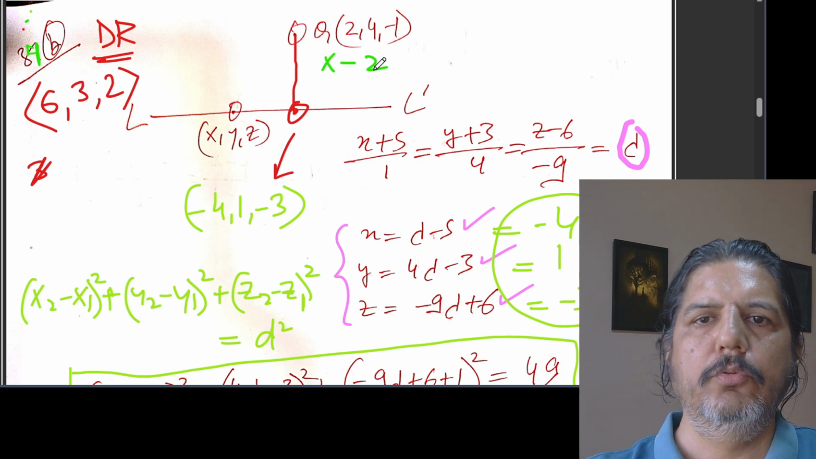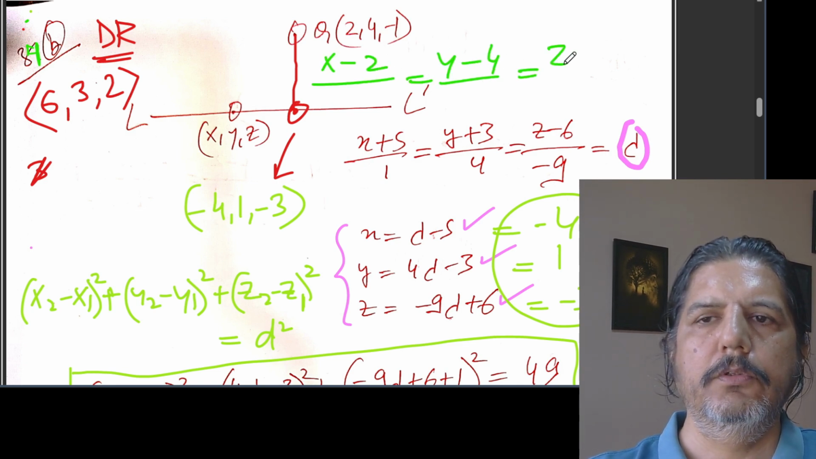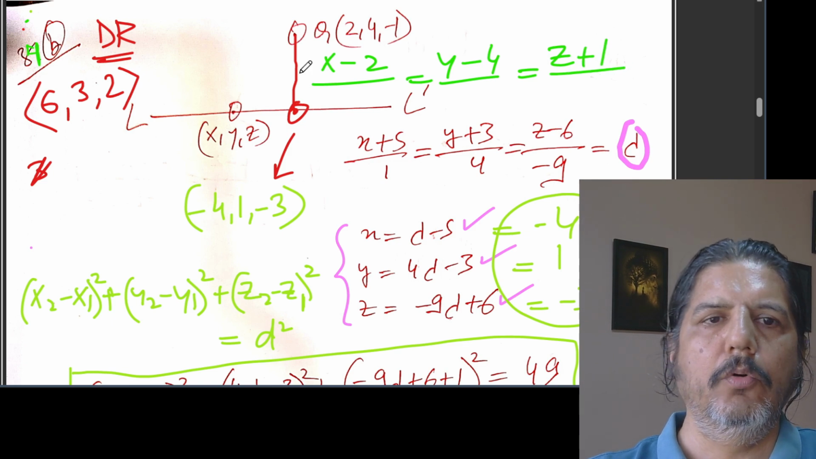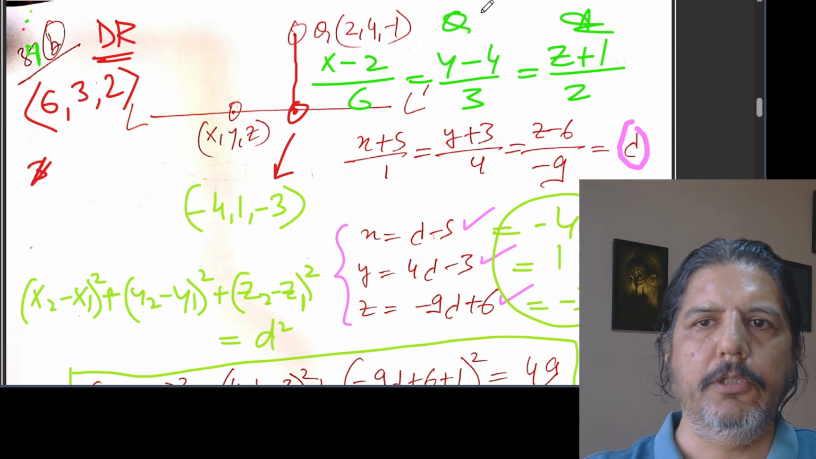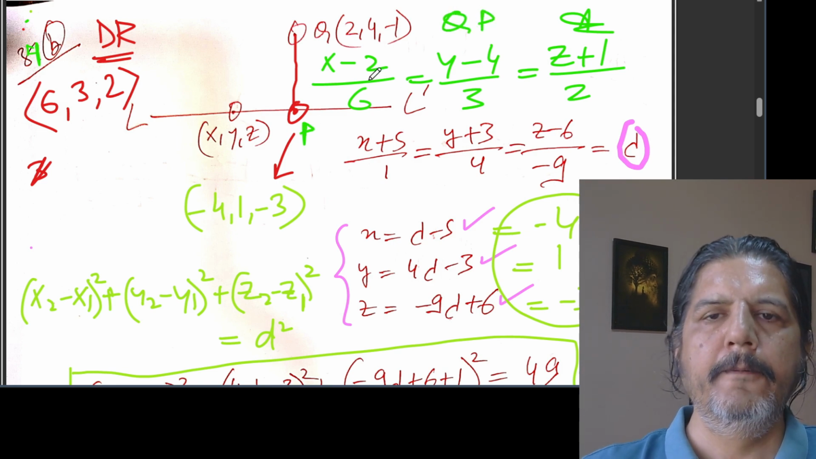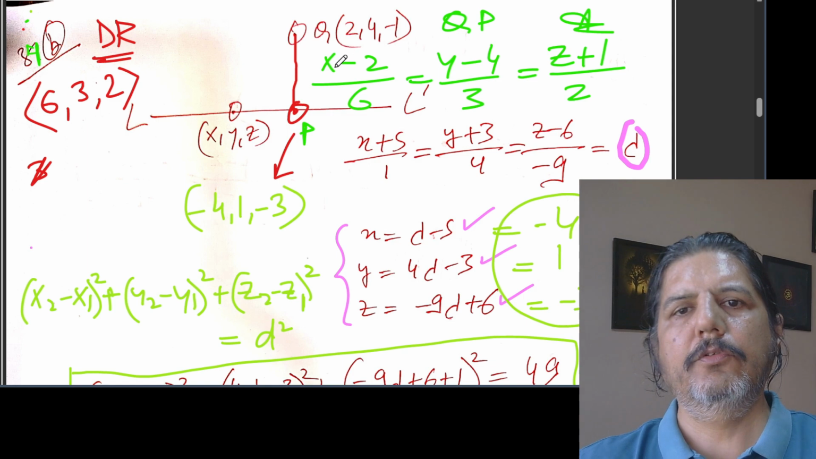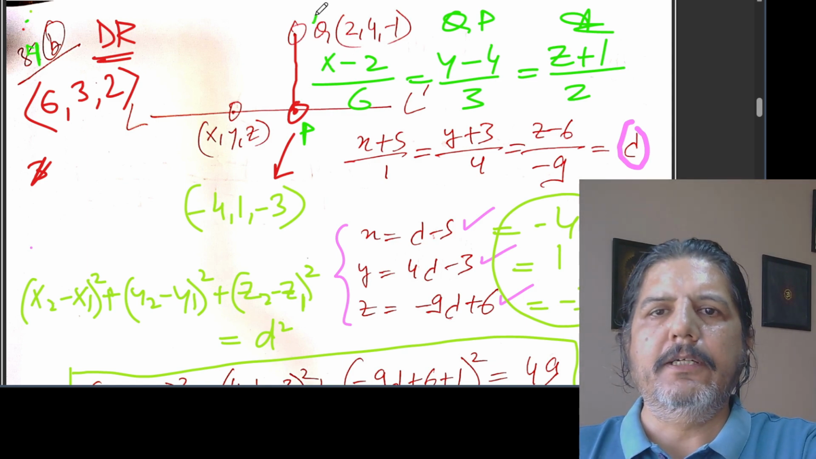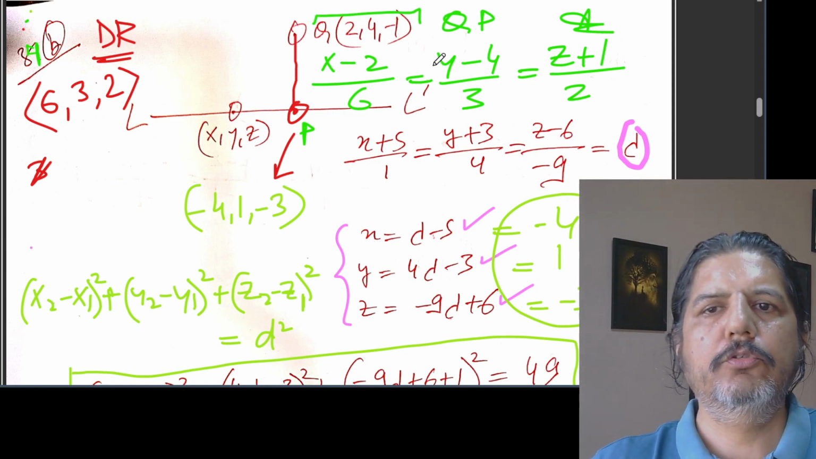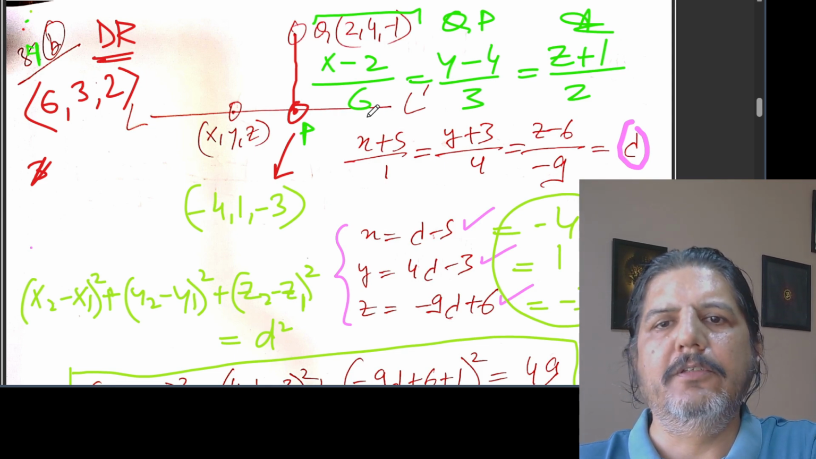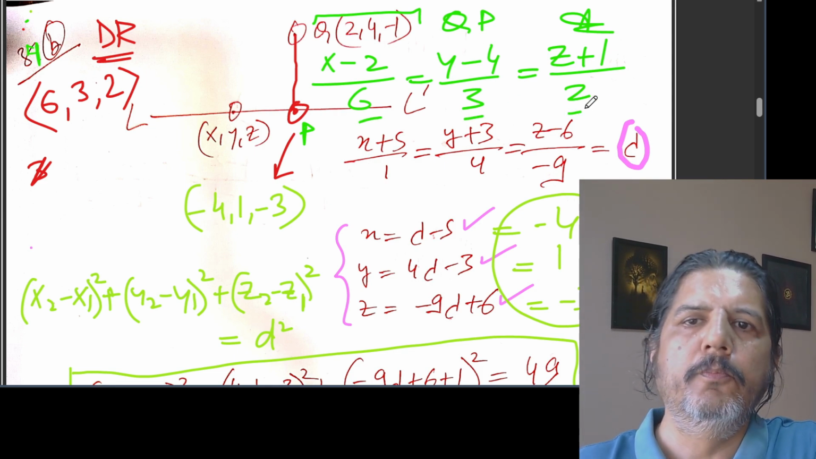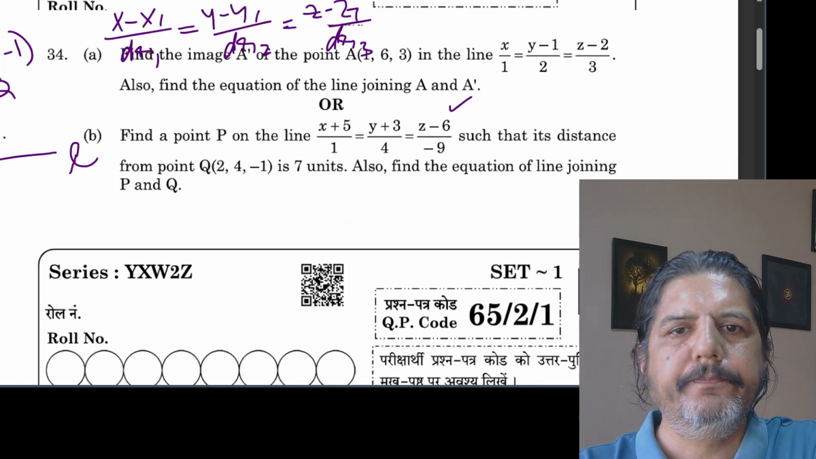x minus 2, y minus 4, z plus 1 whole upon 6, 3, 2. Now this is the answer, the equation of QP. How do I arrive at this equation? See, this is the point that I have: x minus 2, y minus 4, z plus 1. And the direction ratios are 6, 3, 2, so I simply write this as 6, 3, 2. So this was a simple question.